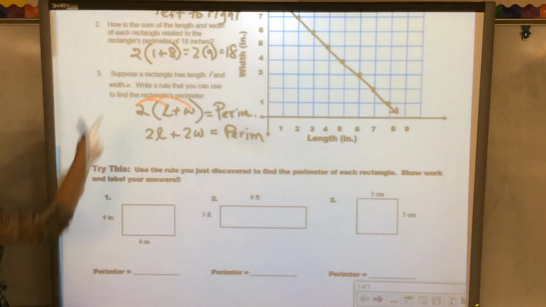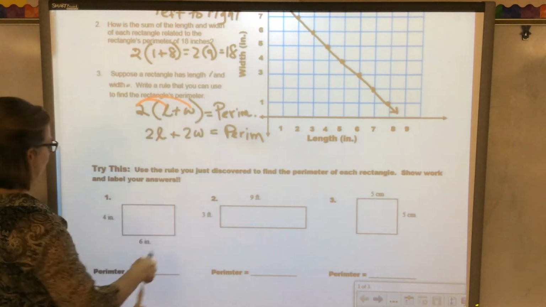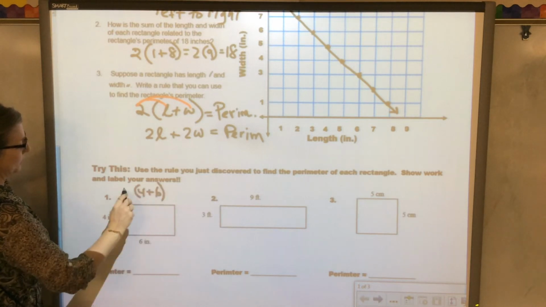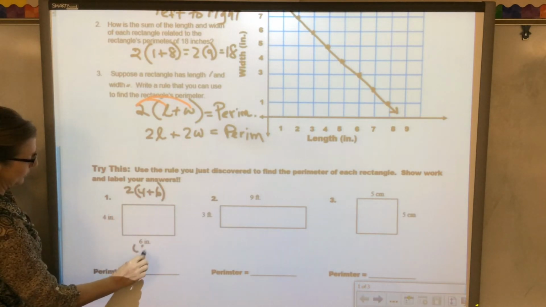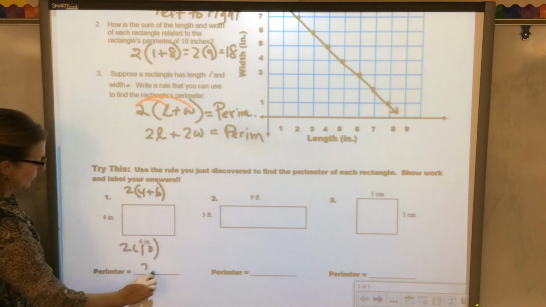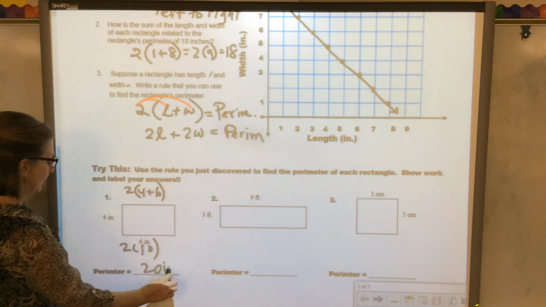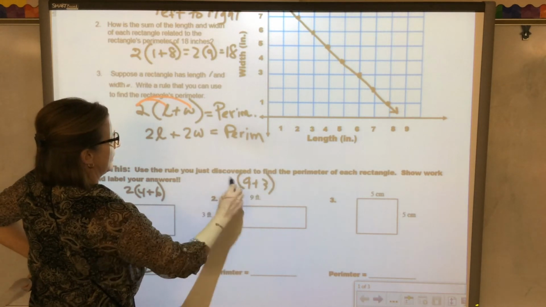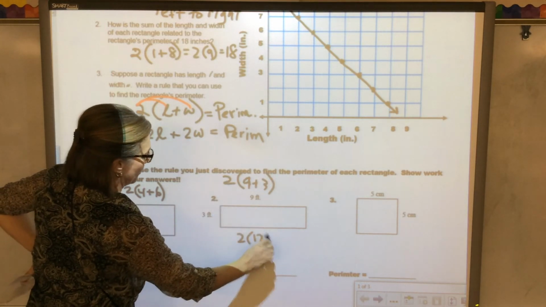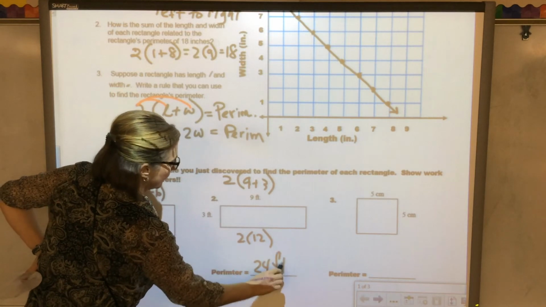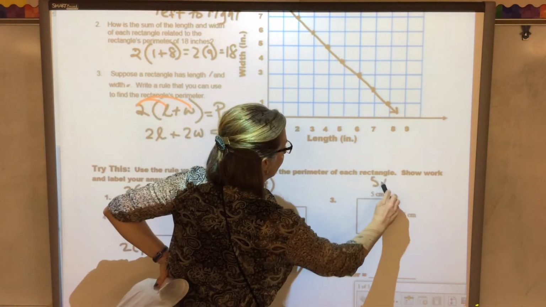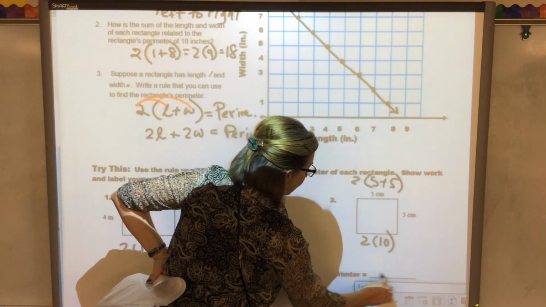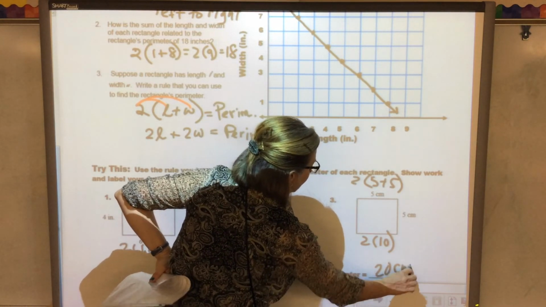So then down here, you're supposed to use that formula to find these perimeters. Well, 4 plus 6, I'm going to multiply that by 2. So 2 times 10, which is 20 inches. And then we have 9 plus 3, multiply that by 2, so 2 times 12 is 24 feet. This is very simple stuff. You've probably done it before, but we just want to make sure everybody's got it. So 2 times 10 is 20 centimeters.